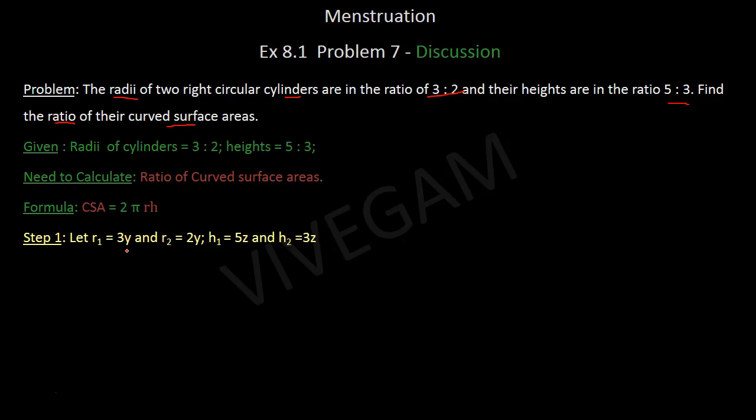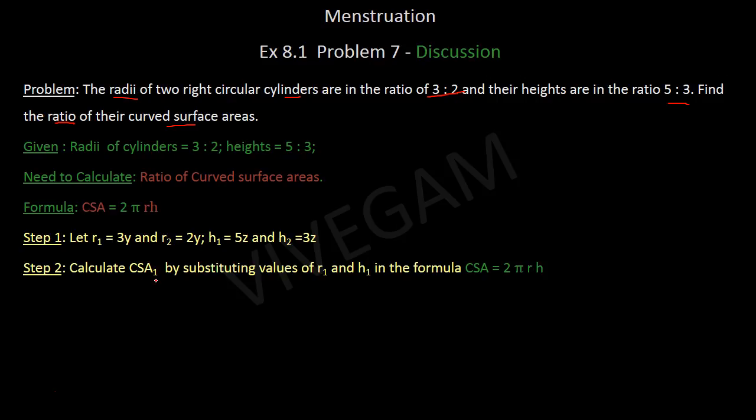So let R1 be 3y and R2 be 2y. Similarly, H1, the height of the first cylinder, be 5z, and H2, the height of the second cylinder, be 3z. You might be wondering why I am not using x and am starting with y. The problem is that x is used here as the multiplication symbol, so we are starting with y. So R1 is 3y, the radius of the first cylinder, and the radius of the second cylinder is 2y.